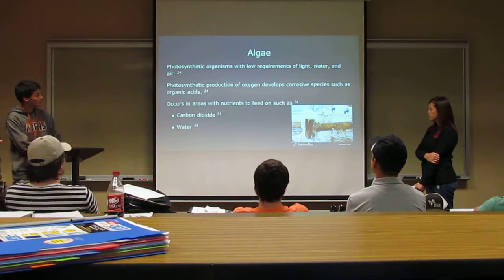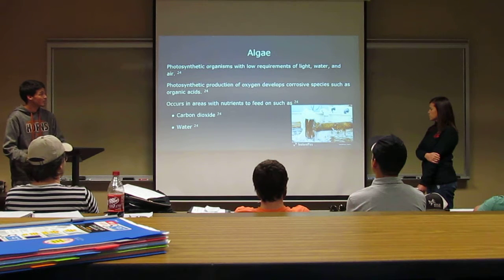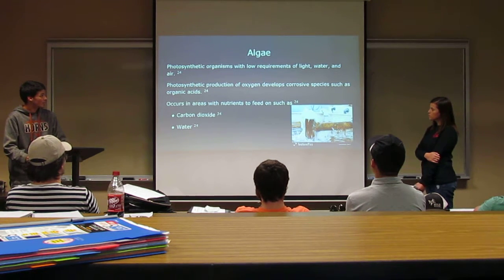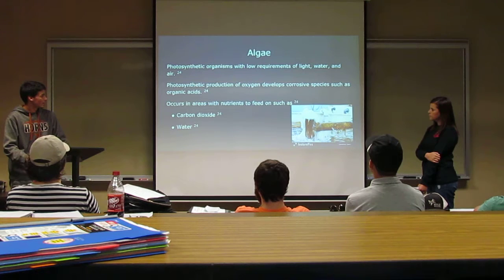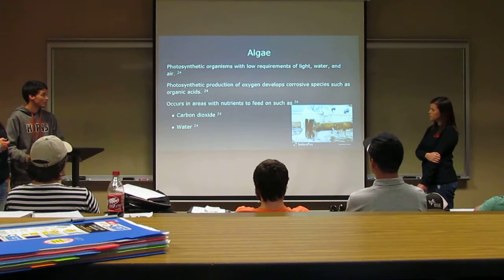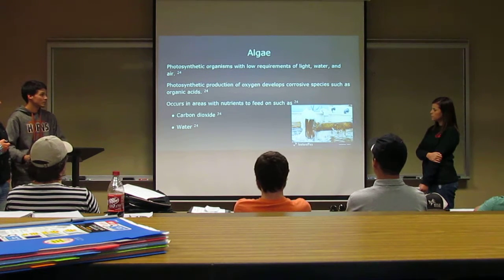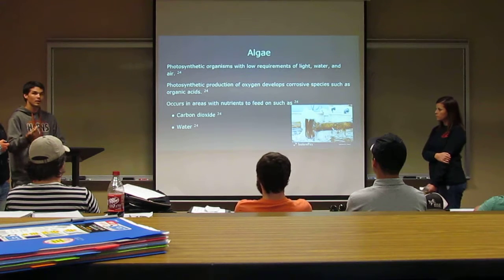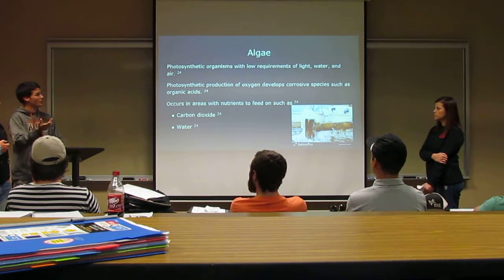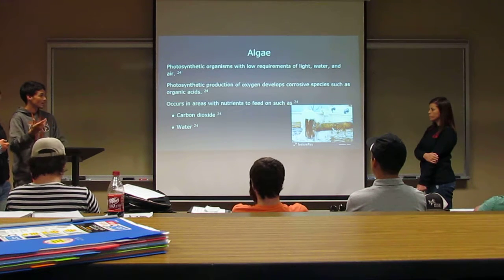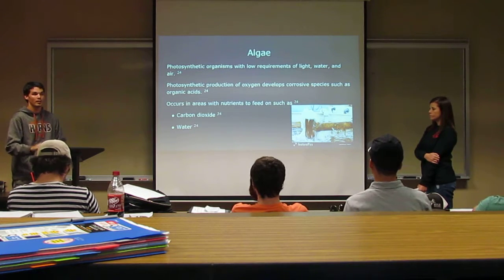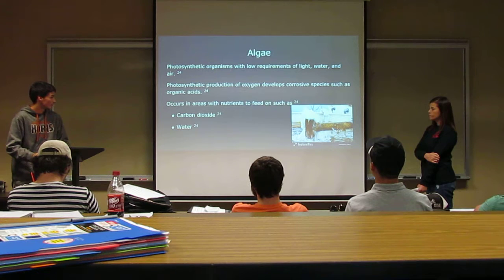Algae are photosynthetic organisms with low requirements of light, water, and air. Photosynthetic production of oxygen develops corrosive species such as organic acid. It occurs in areas with nutrients to feed on. So algae likes to feed on stuff like carbon dioxide. It's always sitting on the metal, like algae sitting on your boat in the water. So it has a lot to feed on and is able to thrive and live there pretty much forever.